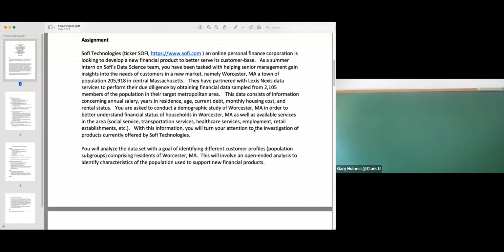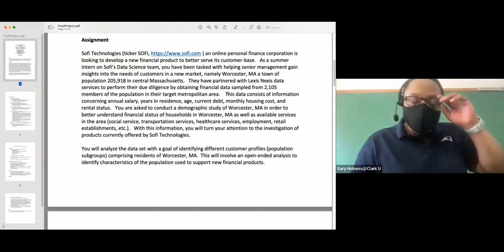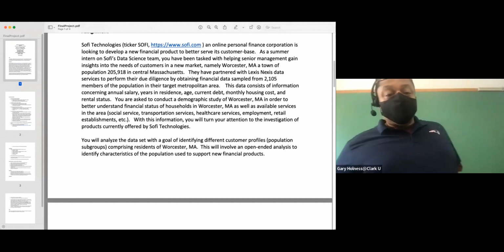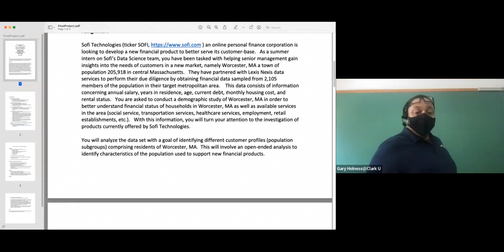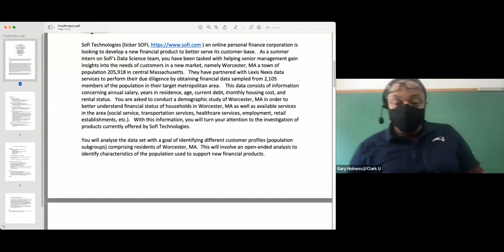LexisNexis is a big one. And these information brokers, they cull lots of data nationally from all sorts of sources. Phone companies do it, and there are special data broker companies that do it. Bloomberg is another one. Moody's is another one. They do that mostly on commercial entities. And so here, you're going to be looking at Worcester, Massachusetts, which has a population of 205,918 people, where we are in central Massachusetts.